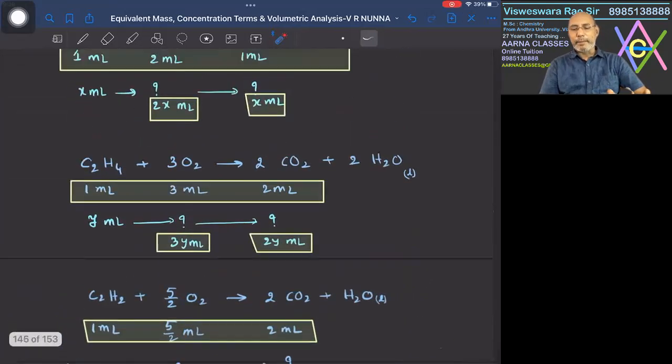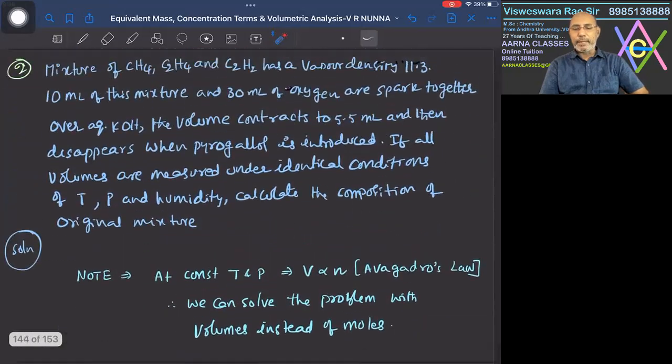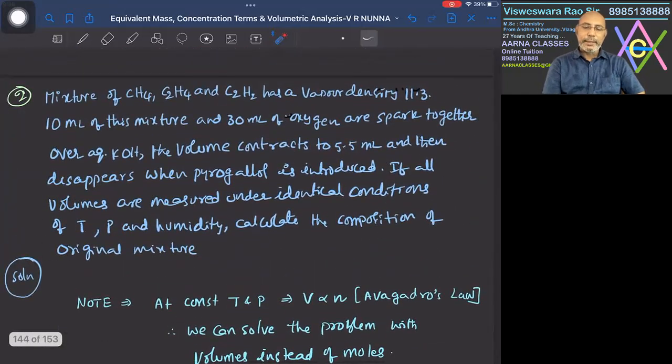Now come to the problem. To solve this, I am coming to the problem. You see, 10 ml of mixture and 30 ml of oxygen. You started with 30 ml of oxygen. Now you focus on the oxygen. 10 ml of this mixture is burned in the presence of 30 ml. Maybe the entire 30 ml is consumed, maybe something is left after the reaction. I suspect some oxygen is left after the reaction. How do I suspect this? Look at the wording.